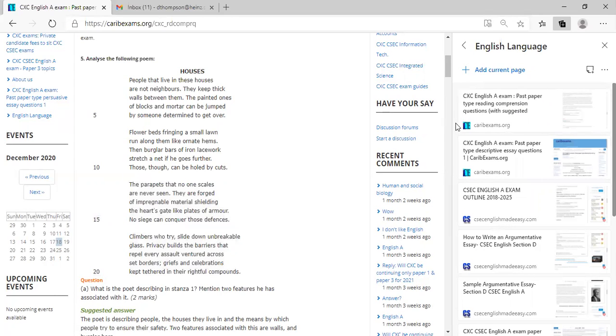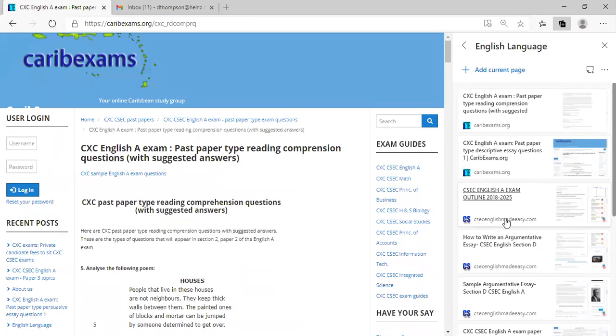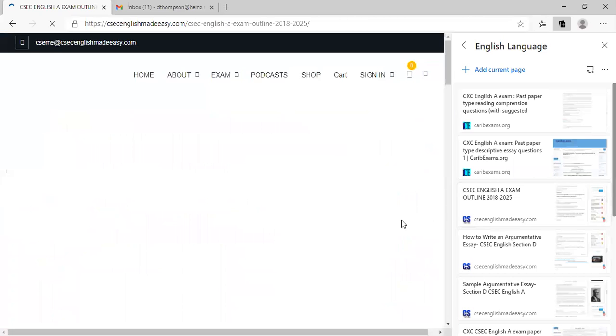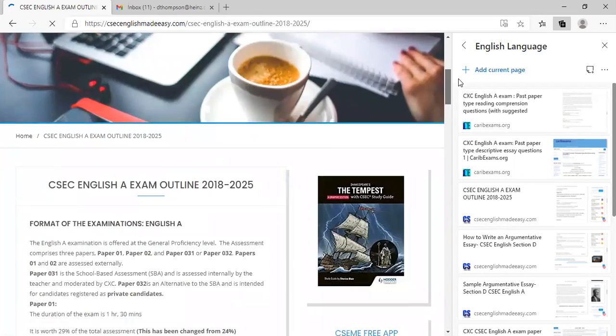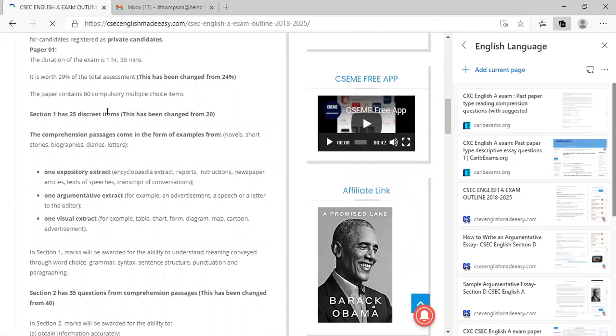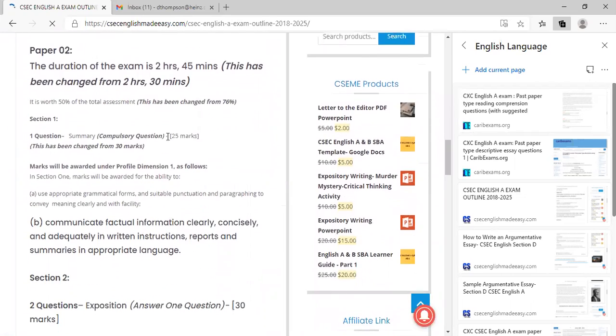All right. So what I want to do now is show you how exams are typically structured. Okay, here we go. So this is the CXC English A exam outline, right? You can take a picture of it or I can give you the website after. So, as I said, section 1. So this is paper 1. Let's go to paper 2 first, because that's the bigger task.